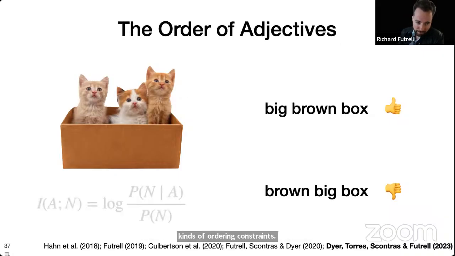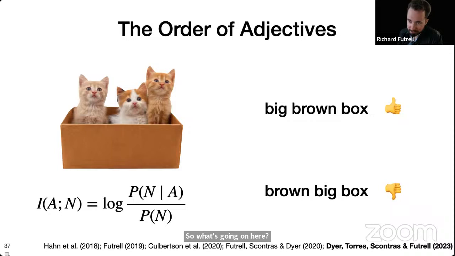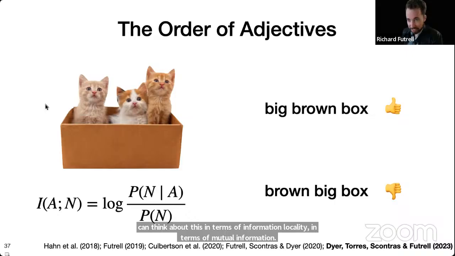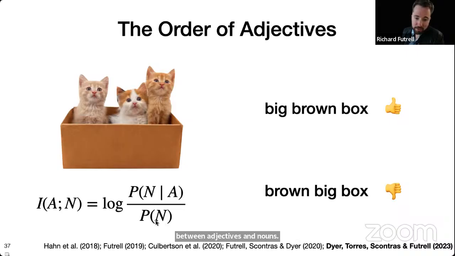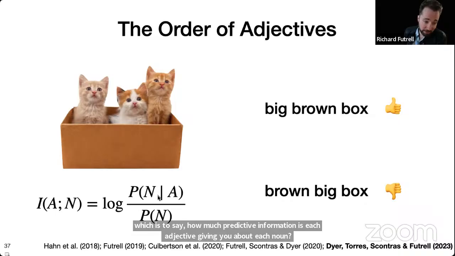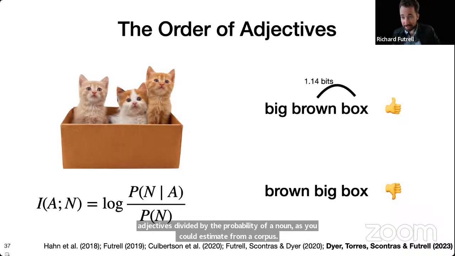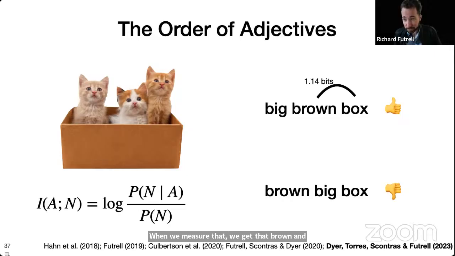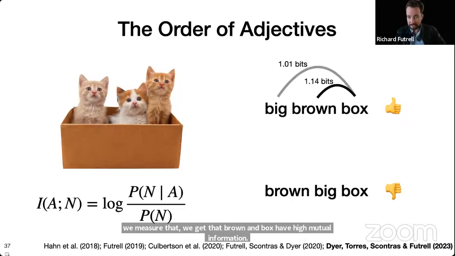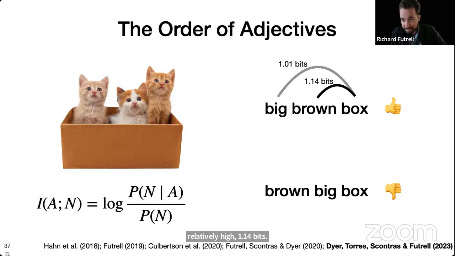So what's going on here? We can think about this in terms of information locality, in terms of mutual information. So let's think about the mutual information between adjectives and nouns. Which is to say, how much predictive information is each adjective giving you about each noun? It's just the log probability ratio for nouns given adjectives divided by the probability of a noun, as you could estimate from a corpus. When we measure that, we get that brown and box have high mutual information, relatively high, 1.14 bits. Big and box have lower mutual information, 1.01 bits. These are actual estimates from corpora.